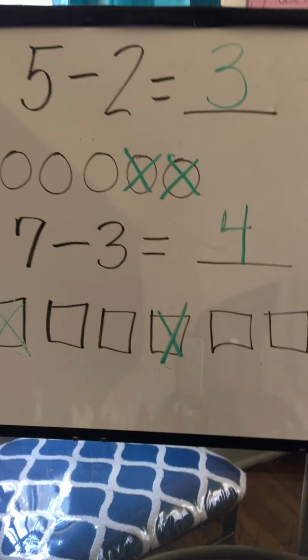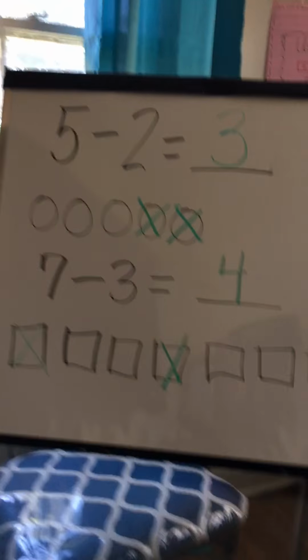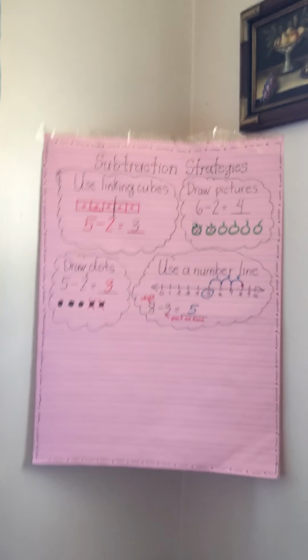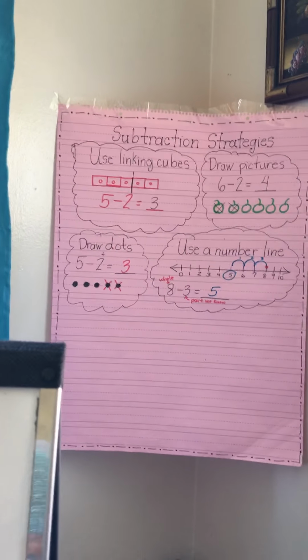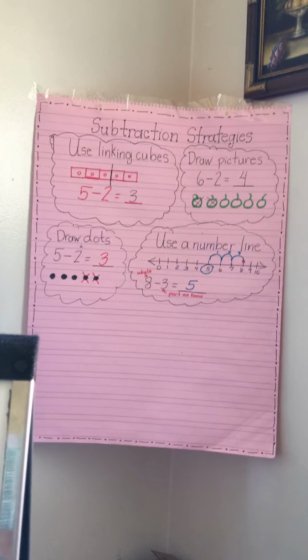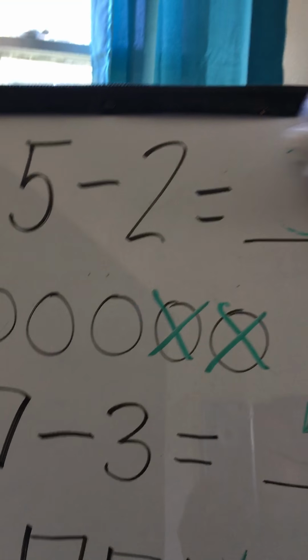Very good, very good. So we're going to keep going because I gathered some different things here. We talked about the fact that we could use linking cubes. So if we look back up at our anchor chart, we could use linking cubes to subtract. And I have a subtraction sentence already up there. And I started with 5 minus 2. So I'm going to use that one again. 5 minus 2. But we're going to use our cubes instead. So I've got my cubes here.